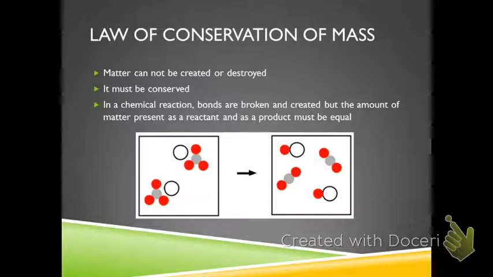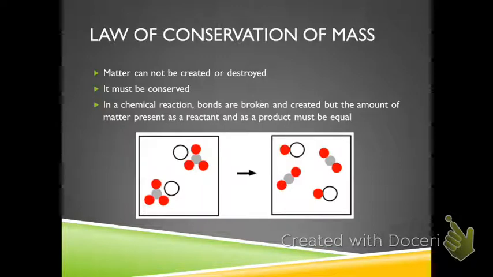Okay, the first thing we have to talk about is the law of conservation of mass. Now, you've all heard about it from honors. Matter cannot be created or destroyed, and it has to be conserved. Basically what that means is during a chemical reaction, bonds are broken and then new ones are created. But the amount of matter that is present in both the reactants and the products has to be equal.